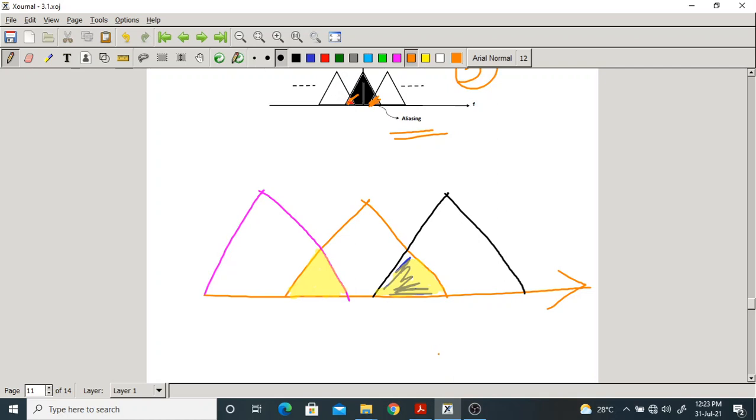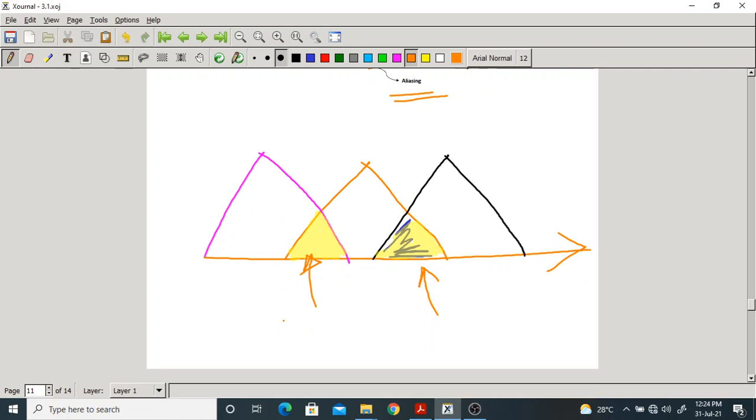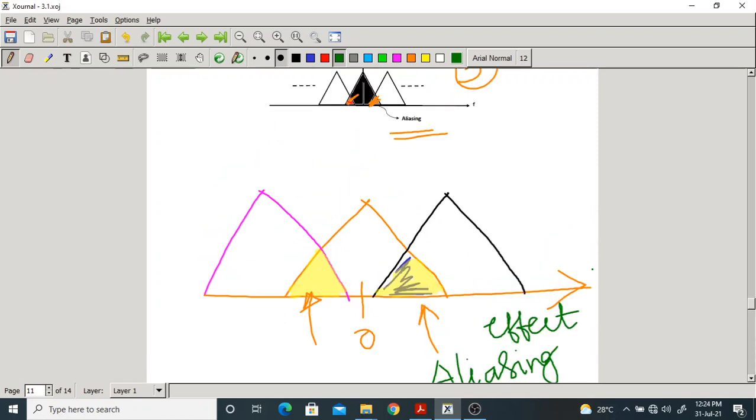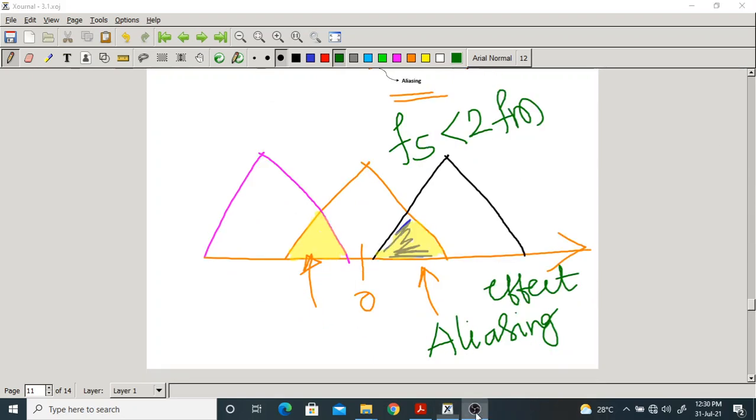So they are overlapping with the successive copies. Okay, this is 0. This overlap is called aliasing effect. What is it called? Aliasing effect. When does it happen? In the third case, whenever the sampling rate is less than twice the Fm. Okay. So that is about the spectrum of the sampled signal.